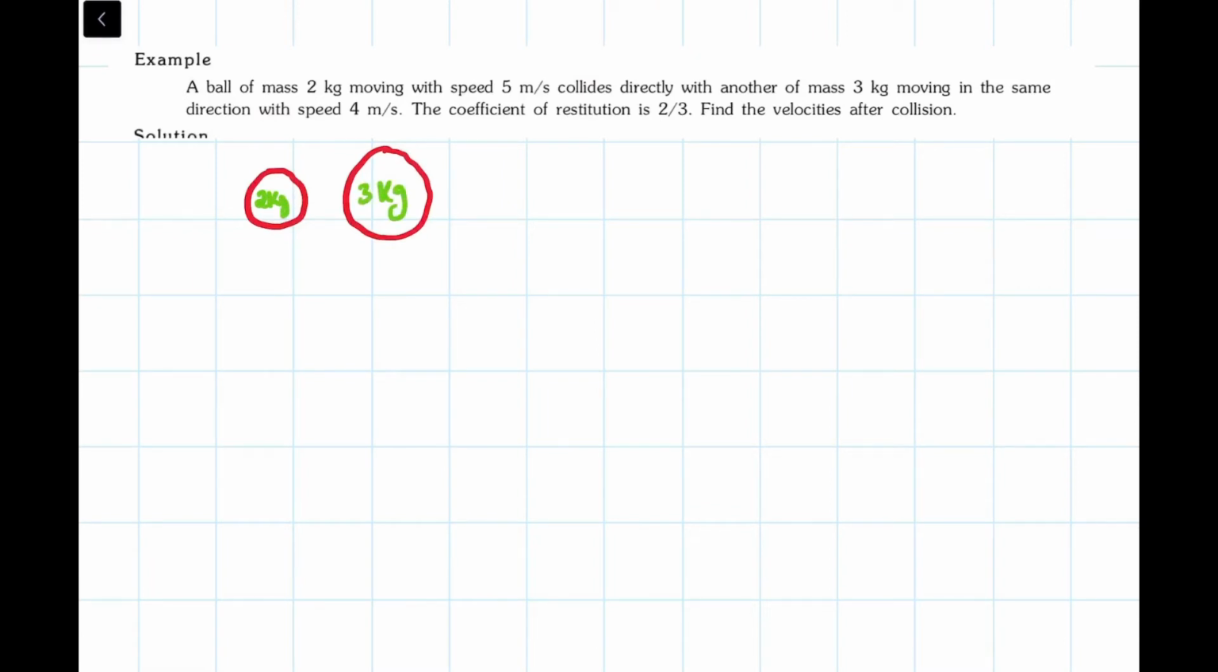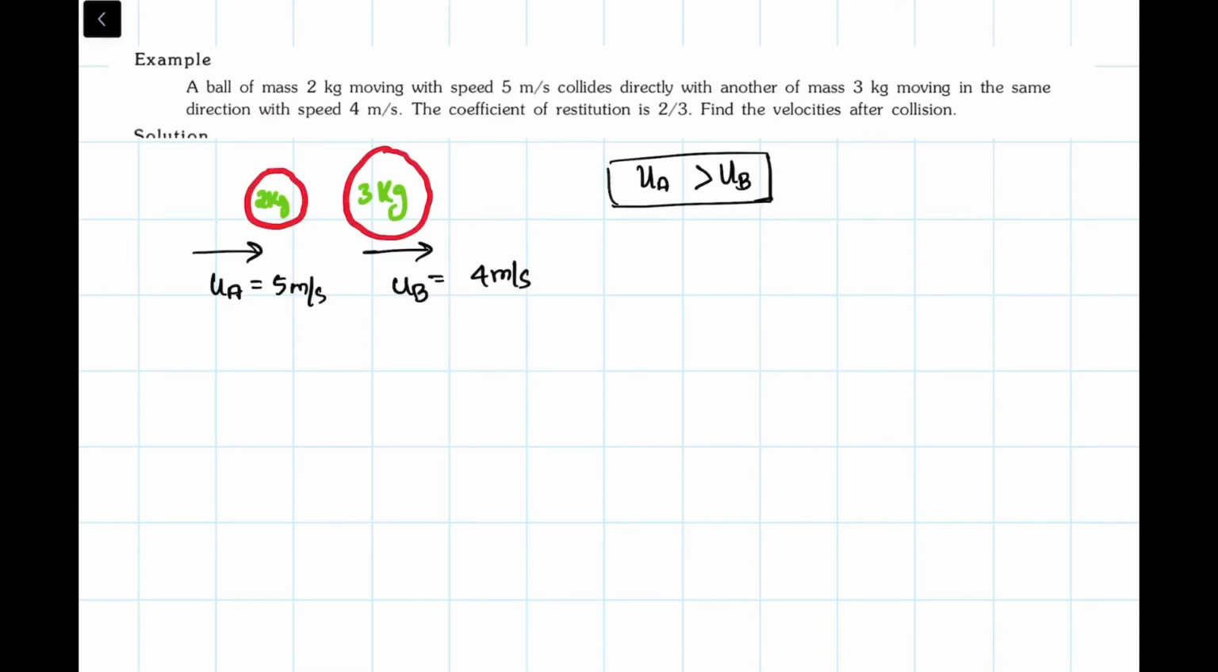Now initially they have velocities. Let's write the velocity of the first ball as UA and the velocity of the second ball as UB. UA is 5 meter per second, and the velocity of the second ball is 4 meter per second. We know that collision will happen only if UA is greater than UB. This is the fundamental condition of collision: the initial velocity of the first ball should be greater than the initial velocity of the second ball.